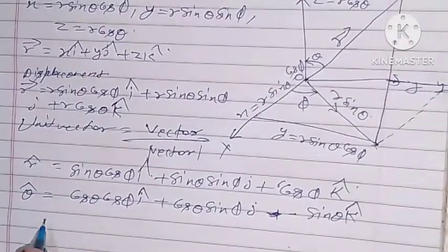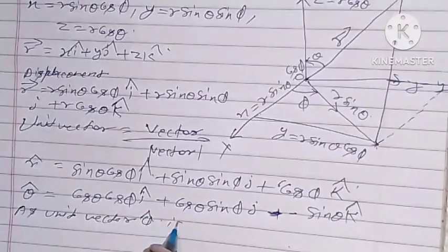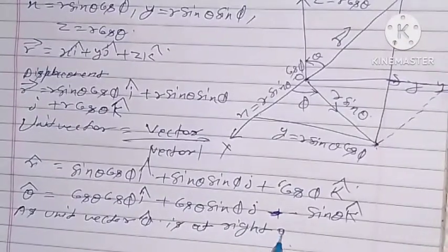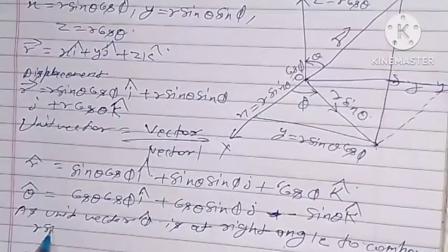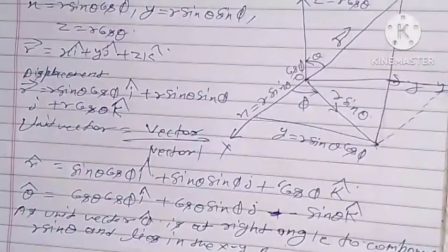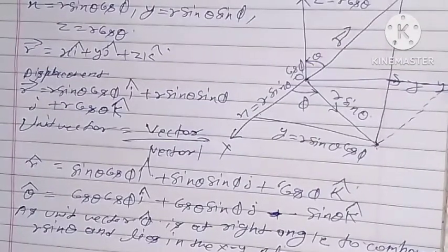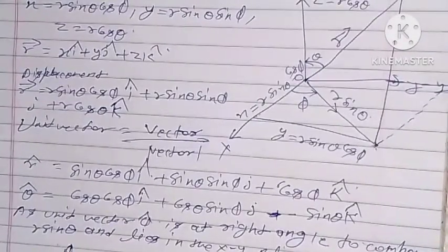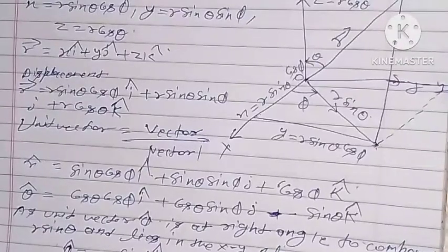As unit vector phi-hat is at right angles to the component r sin theta and lies in the xy plane, then the value is unit vector phi-hat equals minus sin phi i plus cos phi j.